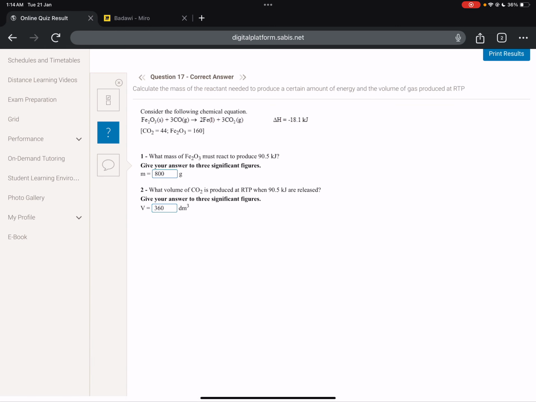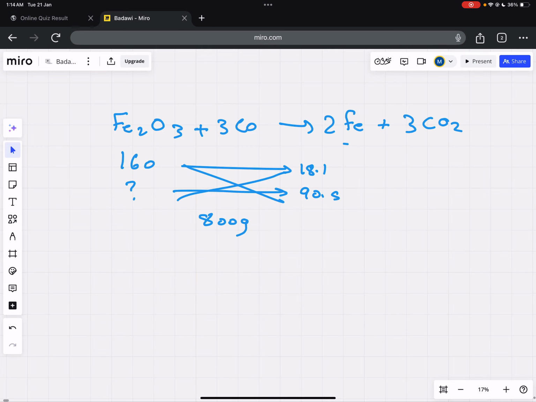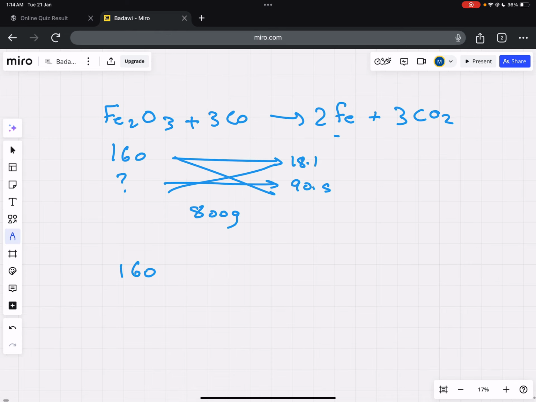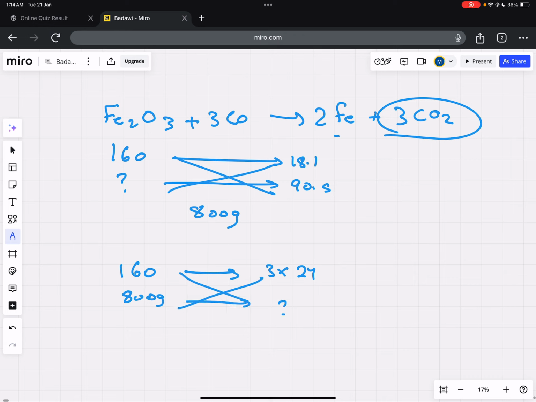Part 2, what volume at RTP? Remember we said RTP, the volume will be 24. And again, straightforward, 160. But watch out, I'm not going to just put 24 because I have 3 moles of CO2. So 3 times 24 and 800 grams to get 90.5. I got it from part 1. The volume, cross multiply, it will be 360.